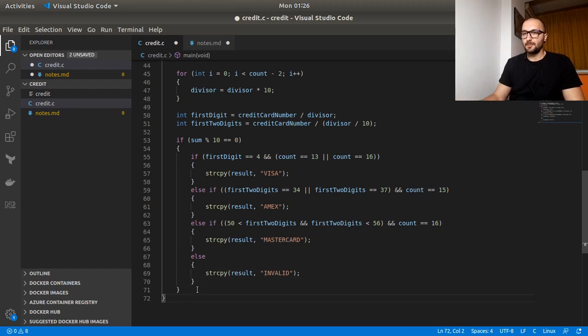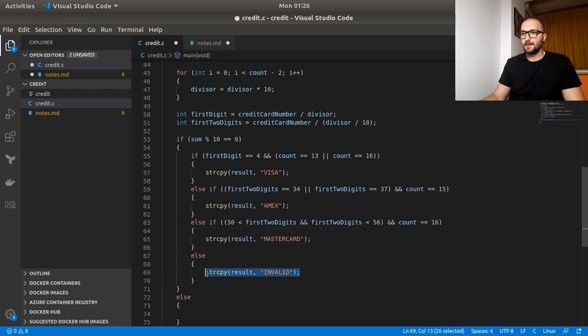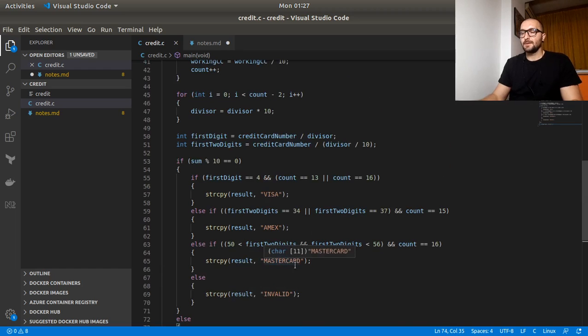And for the big check here, else, and again we get invalid, right? If sum modulo 10 isn't equal to 0. Okay, so I think this should be it.